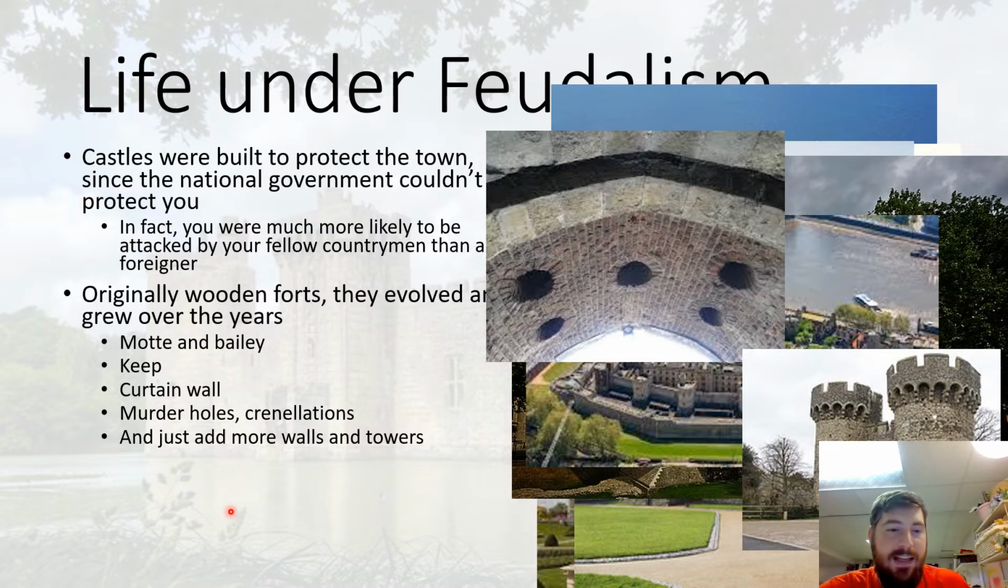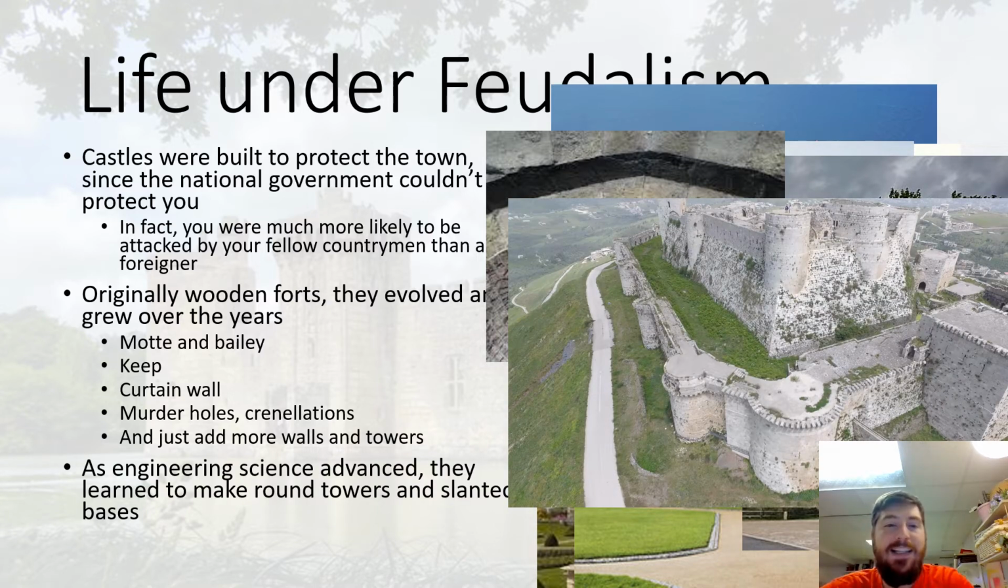And then over the years, every new generation builds another tower, builds another wall, and what started off as a tiny little Motte and Bailey ends up as a really formidable castle 1,000 years later. As engineering science advanced, they learned to make much bigger walls, much bigger towers. The towers got rounded, and that's so the battering rams and the stones being thrown at it bounce off or deflected to the side rather than all that energy going straight through.